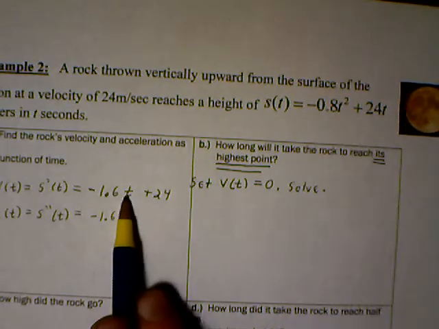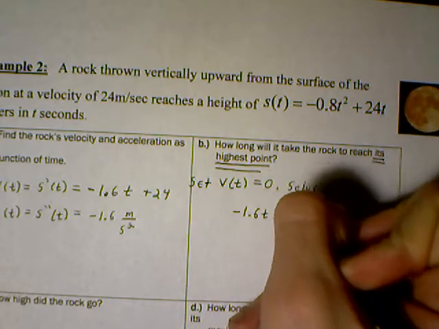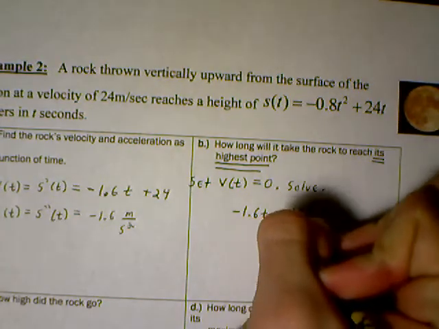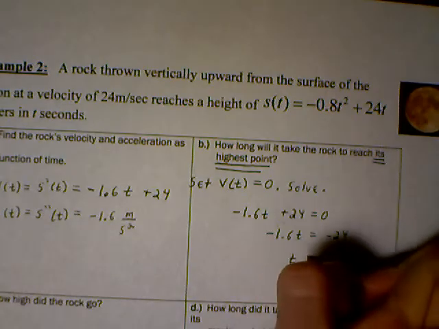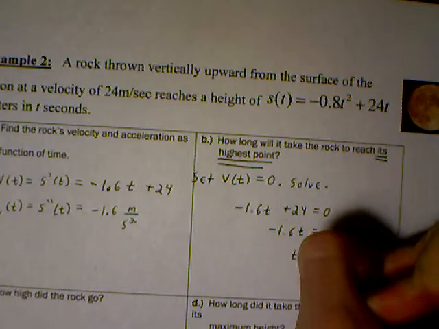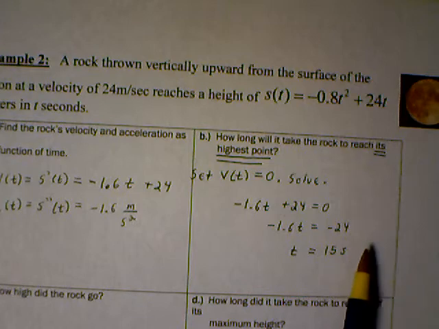So my equation over here was negative 1.6 t plus 24 equals 0. Subtract 24 on both sides. Negative 1.6 t equals negative 24. Divide by 1.6 and you get 24 divided by 1.6, which is 15. And add your units on. So the rock reaches its max height at 15 seconds.